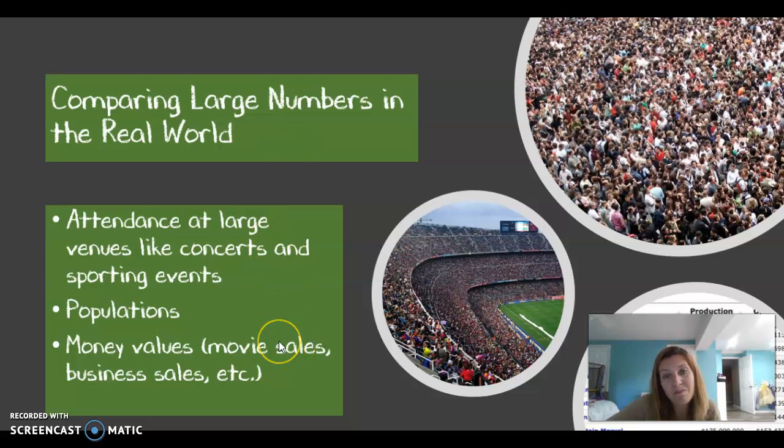All right, friends, today you're going to be using your knowledge of place value in order to compare some really large numbers.